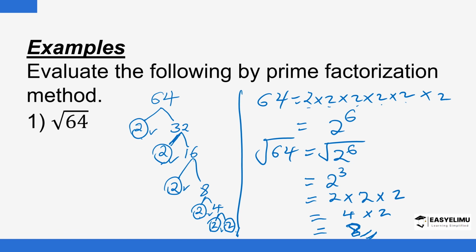Remember, when we were talking about square roots, we said a square root of a number is a number that we need to square to arrive at that particular number. For example, if you're looking for the square root of 64, we are asking ourselves, which number do we need to square to arrive at 64?